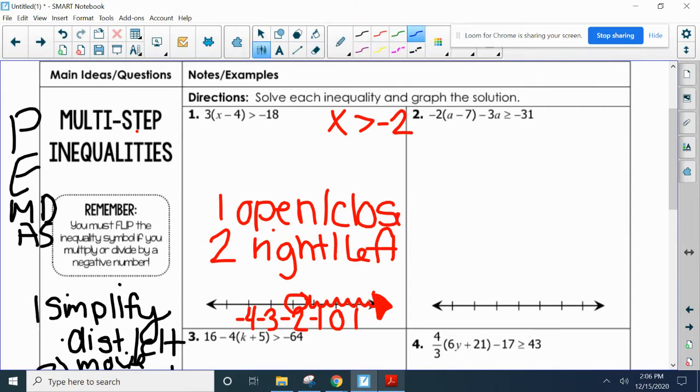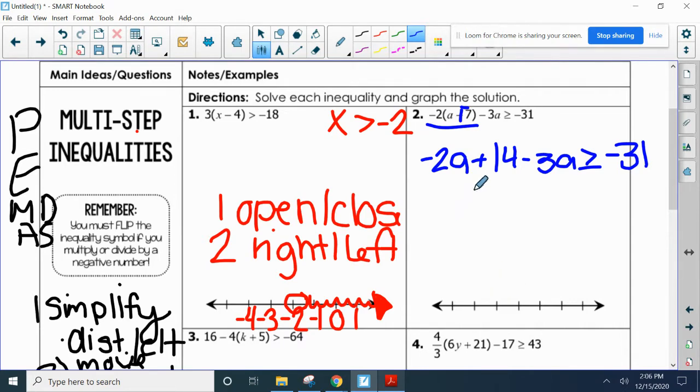All right, so we know our first step is to distribute. So negative 2 times the a is negative 2a. I'm going to go ahead and say plus a negative. So negative 2 times negative 7 is positive 14. So negative 2a plus 14 minus 3a is greater than or equal to negative 31.